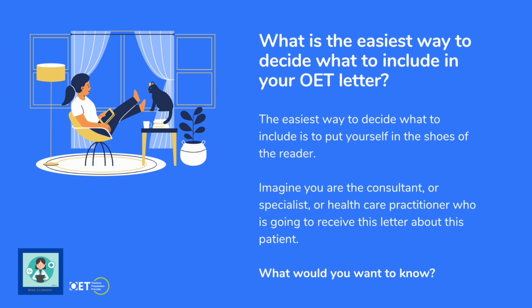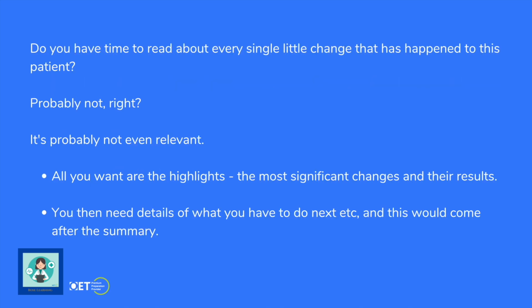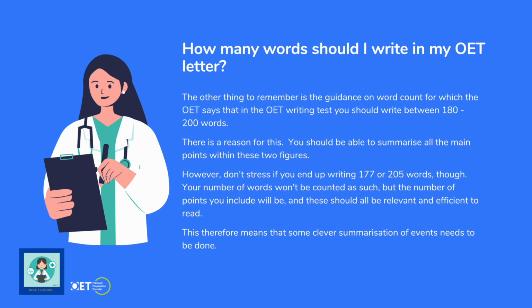What would you want to know? Do you have time to read about every single little change that's happened to this patient? Probably not, right? And it's probably not even relevant. So think about presenting the highlights to your reader, just the most significant changes and their results, and then think about details of what the reader has to do next, because that's what you'd want to know if that was you. You would want to know a nice little summary of what happens next.